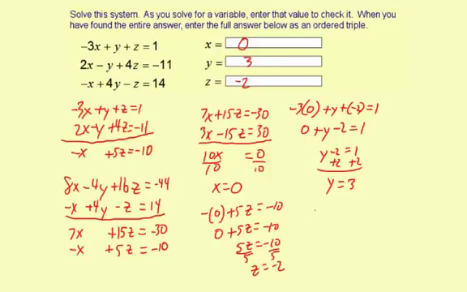Okay, so there's the solution. The ordered triple is 0, 3, negative 2.